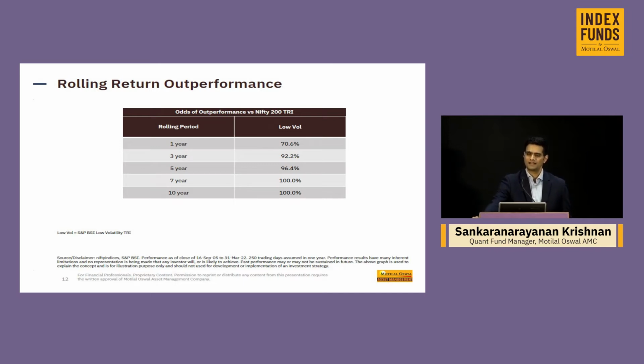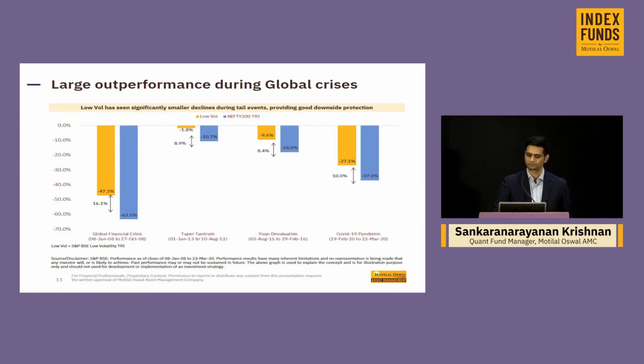Now let's expand your investment horizon, or holding period, from 1 year to 3 years. So now this looks really interesting, right? Your odds of success have gone up from 70 to 92%. So there's only an 8% chance, based on historical data obviously, that you would have underperformed the benchmark. So there's a 92% chance that you would have outperformed the benchmark. And this number keeps improving as your holding period increases, right?